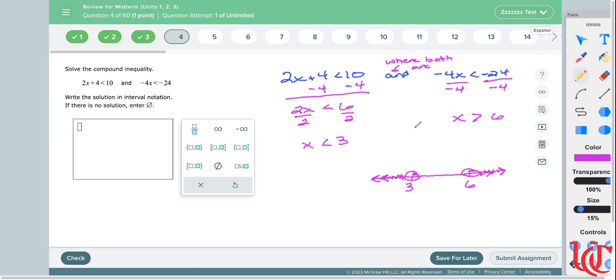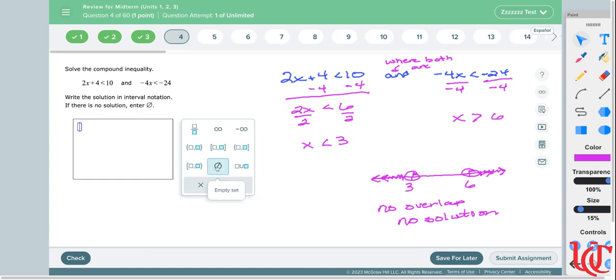Now, when I'm looking at these, since it's an "and" problem, there is no overlap on this one. So there's no overlap, which means it had to be for both of them because it said "and." So this is actually the empty set. There's no solution. That one, we will type in the circle with the line through it, which means no solution.